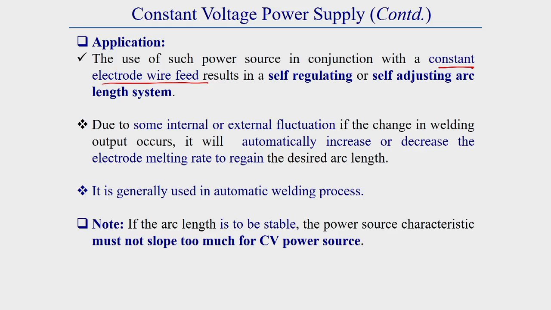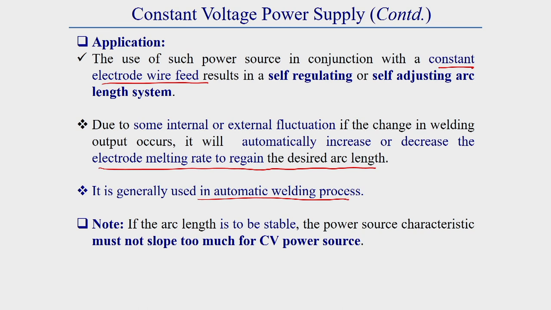First of all, due to some internal or external fluctuation, if a change in welding output occurs, then it will automatically increase or decrease the electrode melting rate and regain the desired arc length. That's why it is generally used in automatic welding processes, as I have already told you.